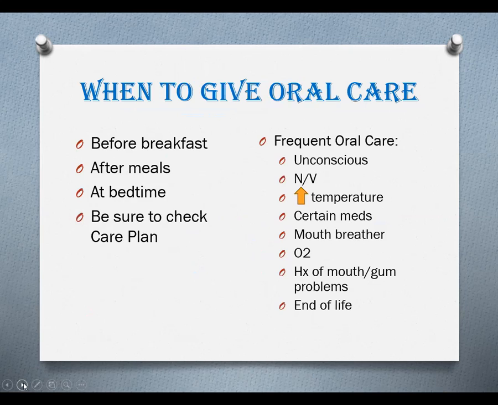People who are mouth breathers usually have a dry mouth, so you would want to perform oral care so that their mouth remains moist. Persons who are on oxygen also tend to have a dry mouth, so ensure you are doing oral care. If they have a history of mouth or gum problems, these are people that you will want to do oral care for the most part.